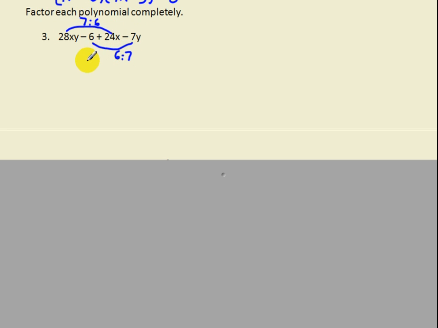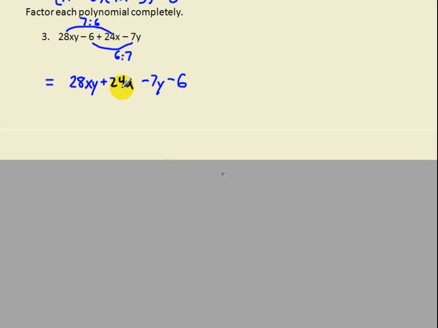So that looks good. So we can say this is equal to 28xy plus 24x. And then I'm going to rearrange the order of these two terms because we want to match the ratio 7 to 6 in the first case, so I want to switch these around to get that ratio of 7 to 6 rather than 6 to 7. So negative 7y minus 6.